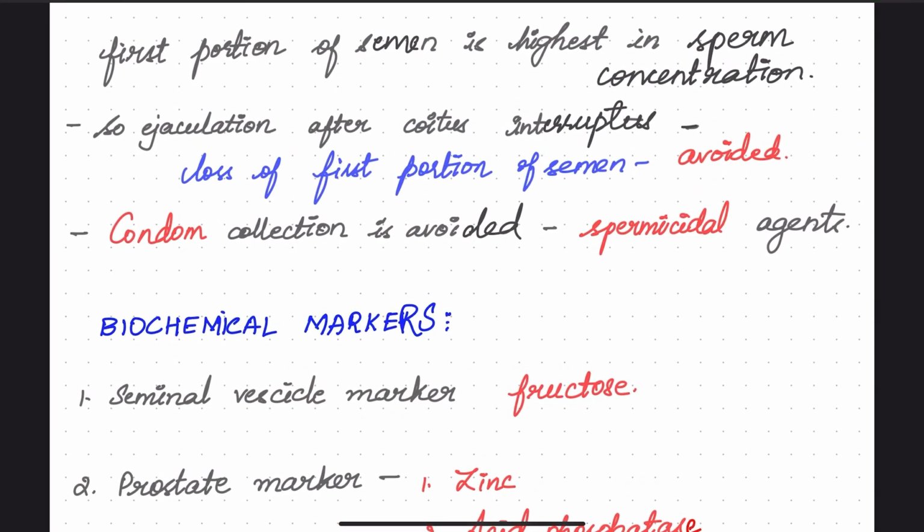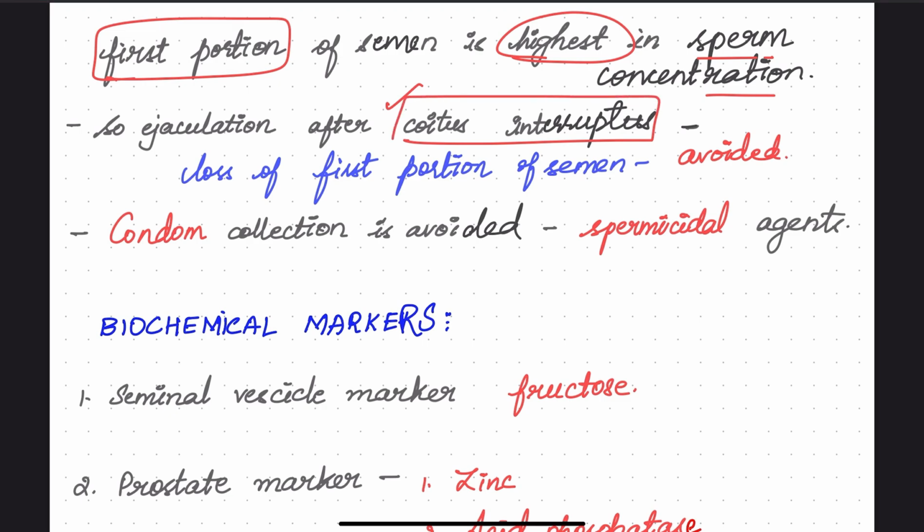Whenever a semen sample is collected, the first portion of the sample is highly concentrated in sperm count. So for this reason, collection by the coitus interruptus method is not recommended.